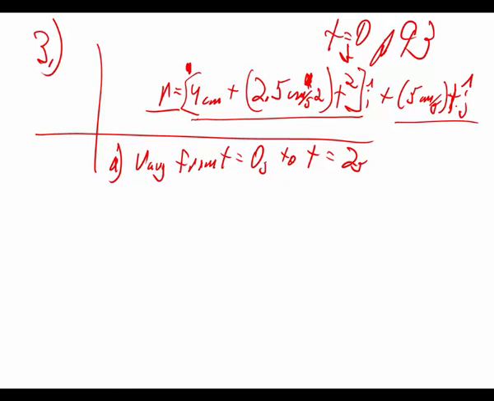What are you going to get? If you plug in a 0 here and plug in a 0 right there, what happens? What's left? 4I. Yeah. So, at time 0, R is equal to what? 4 centimeters I, right? At time 0. Okay?